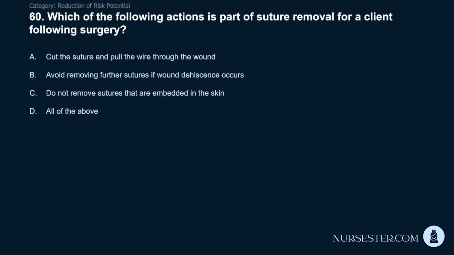60. Which of the following actions is part of suture removal for a client following surgery? A. Cut the suture and pull the wire through the wound. B. Avoid removing further sutures if wound dehiscence occurs. C. Do not remove sutures that are embedded in the skin. D. All of the above. Correct answer, B. Avoid removing further sutures if wound dehiscence occurs.